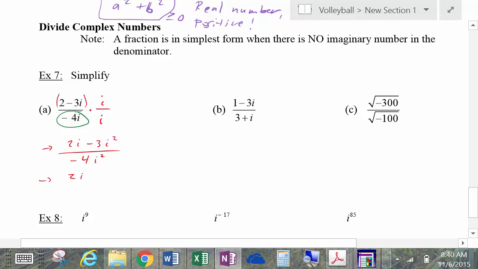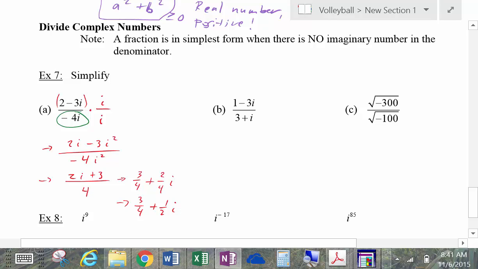So I have 2i plus 3. So negative 3 times negative 1 is positive 3. Good. And on the bottom, a positive 4. Negative 4 times negative 1 is positive 4. You have to rewrite in a plus bi form, so we need to split the fraction also. It's a complex number because there's an i in it. Three fourths plus 2/4 i, which reduces to 3/4 plus 1/2 i.